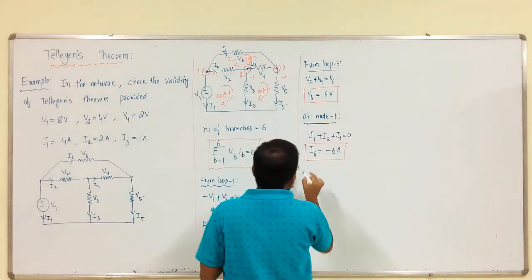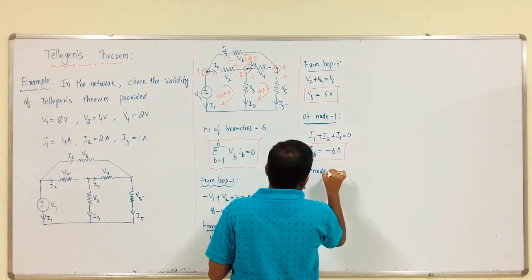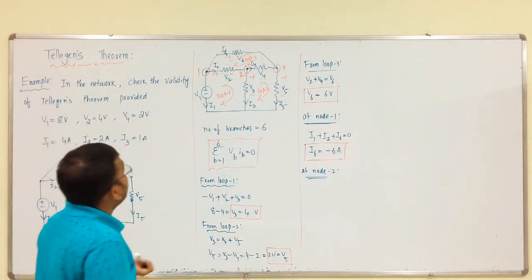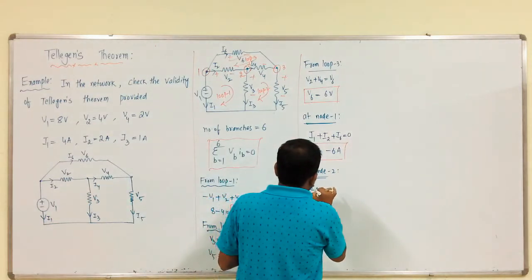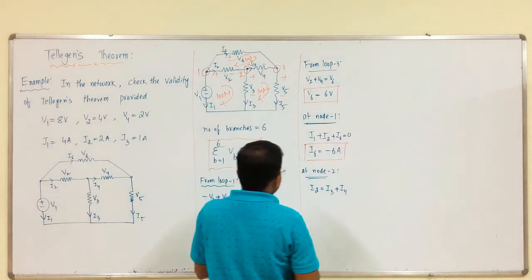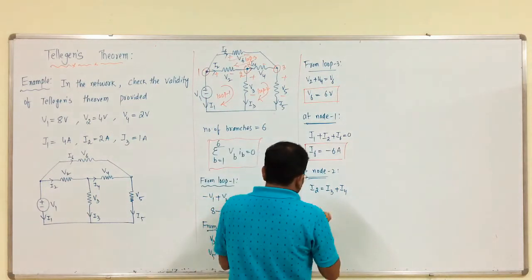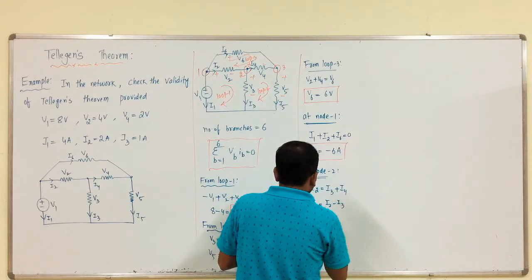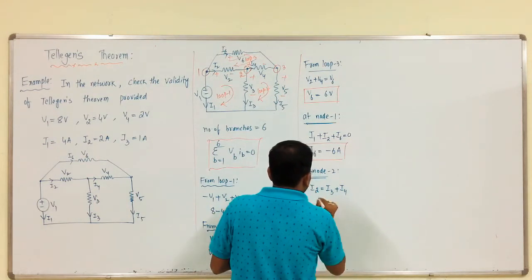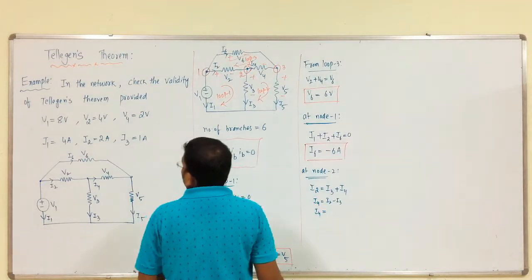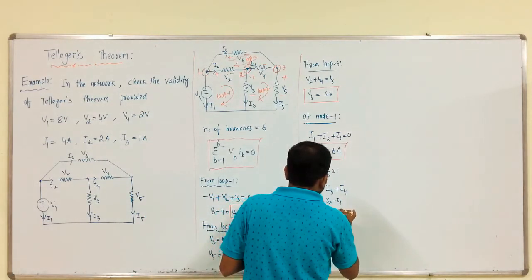Next, at node 2, I3 leaving, I4 leaving, I2 entering. So I2 is equal to I3 plus I4. I2 is given, I3 is given, we have to calculate I4, which is equal to I2 minus I3. I4 is equal to 1 ampere, completed.